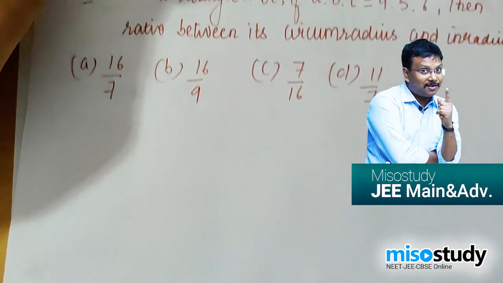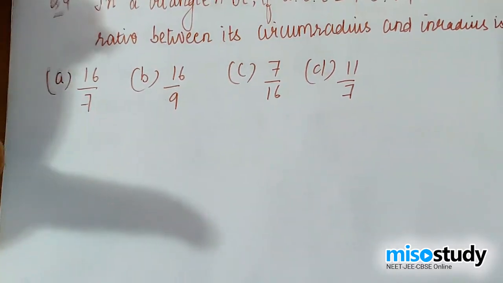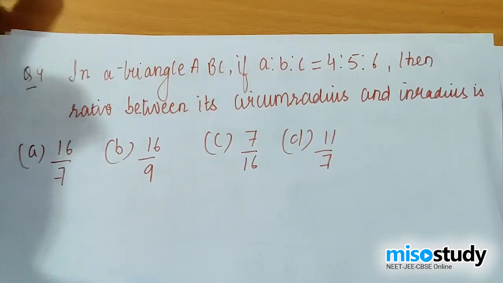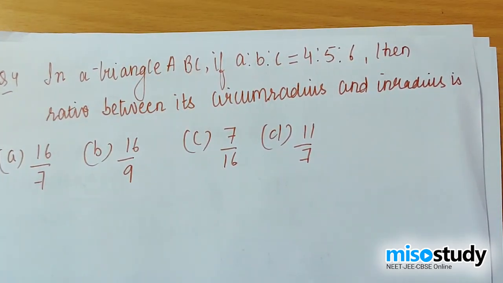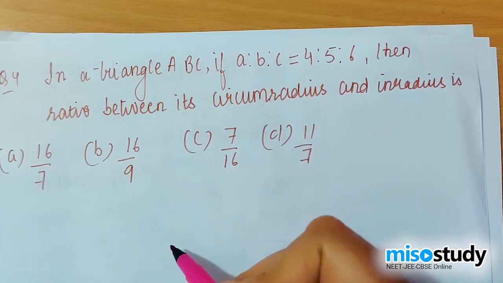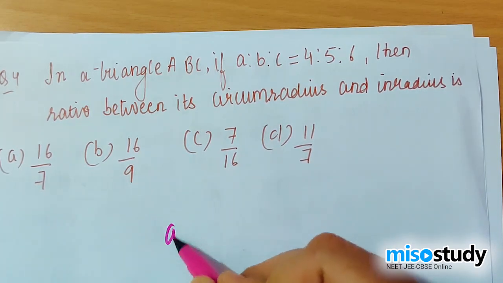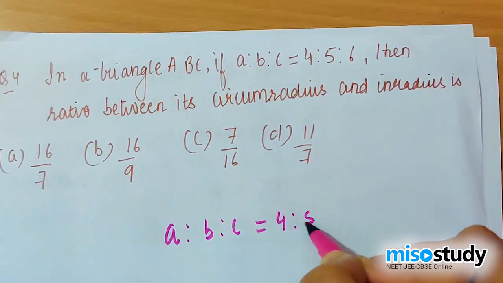Question number 4. In a triangle ABC, if the ratio of a, b and c is 4:5:6, then the ratio between its circumradius and inradius is. Now the ratio of a, b, c is given to you. Always remember, when something like this is given, it's 4:5.